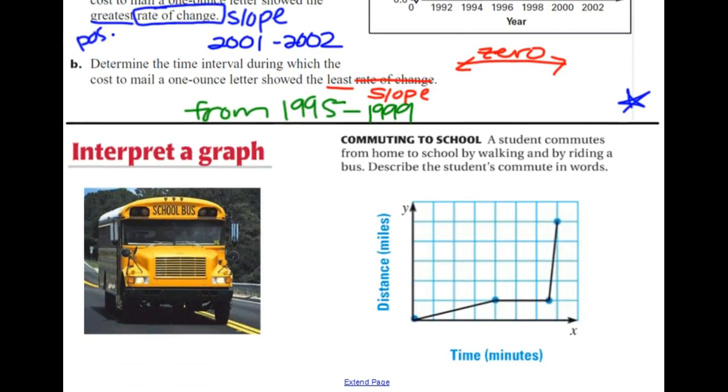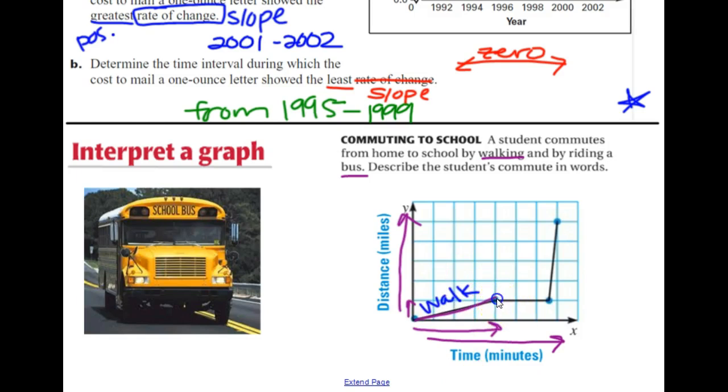Last one. Not really solving anything here, just looking at interpreting a graph. It says a student commutes from home to school by walking and by riding a bus. Describe the student's commute in words. So here's our time, as time is going on, more time is passing, and here's our distance, how far they're traveling. This first slope here, quite a long time has passed, but they haven't gone very far. So during that time, I would say, if you're going not very far, but it's taking you a long time, you are probably walking.